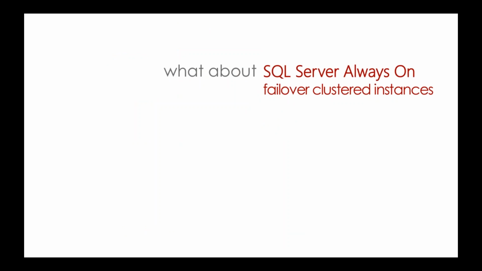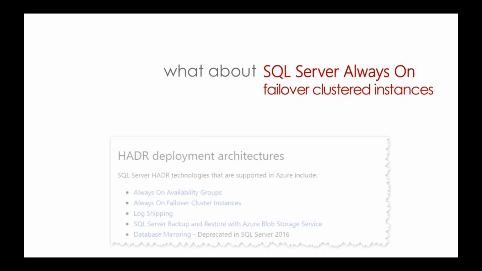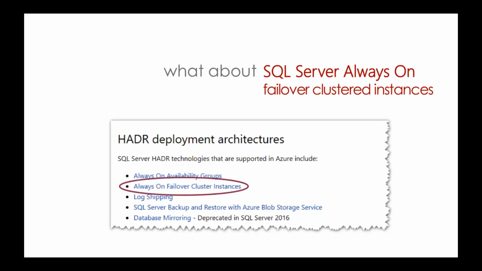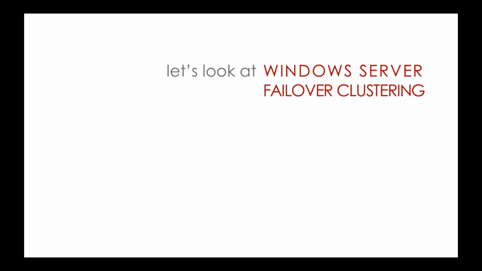I did mention it. I don't really consider log shipping as an HA strategy. Neither do I consider backup and restore, even though it's fast on the cloud, but you still have to think about what is your SLA in terms of the databases. How long can you tolerate downtime regarding your database? So what about failover clustered instances? When you look at the list of HADR deployment architectures from that document, you would see that failover clustered instances is in that list.